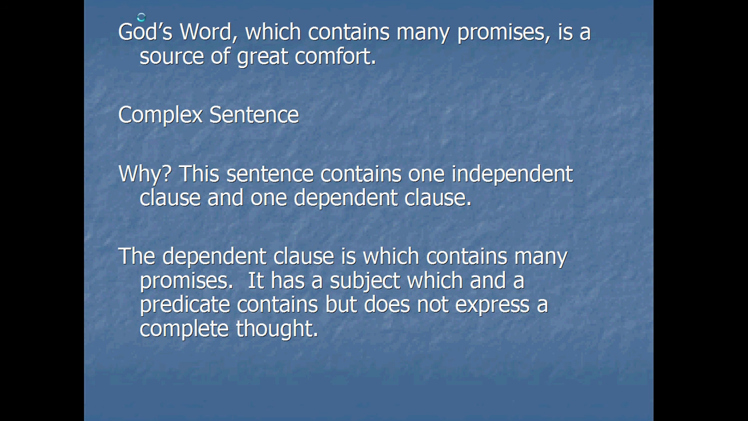Next sentence is God's word, which contains many promises, is a source of great comfort. This is a complex sentence. So this contains one independent clause and one dependent clause. Okay? So it's God's word is a source of great comfort. That would be our independent clause. Our dependent clause would be which contains many promises, and it technically does have a predicate, which is contains, and a subject, which is which.